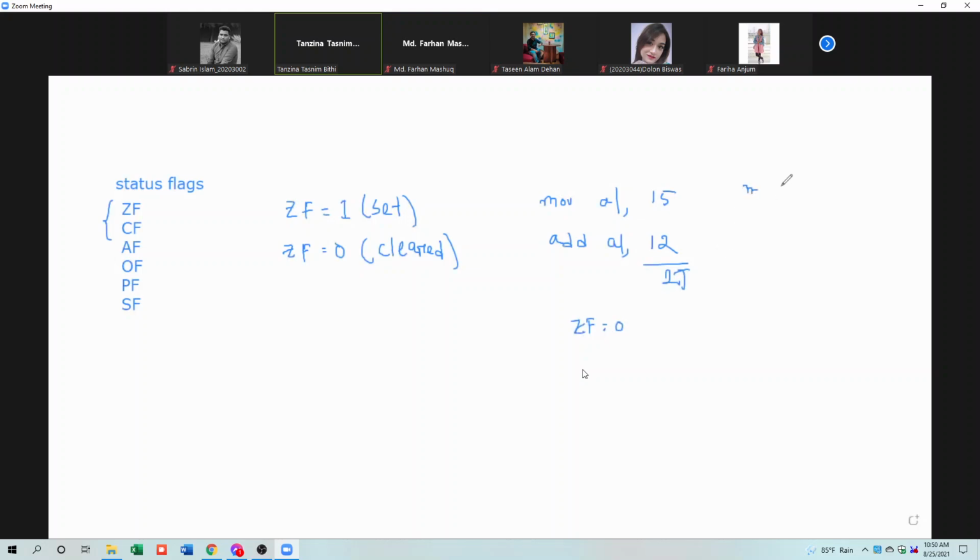And for this operation, MOV AL, 12, then SUB AL, 12. For this subtraction operation, the result will be 0. So when the result is 0, the zero flag will be set, that means ZF equals 1. So when the result of an arithmetic operation is 0, ZF equals 1. Otherwise, ZF equals 0, right? So this is the zero flag.